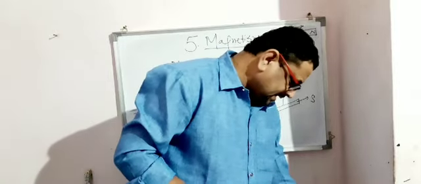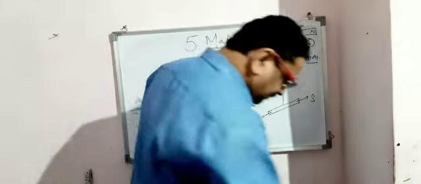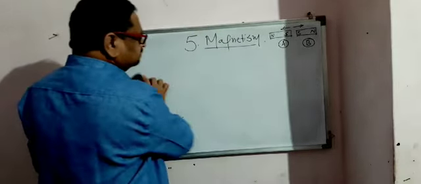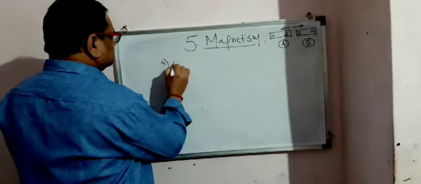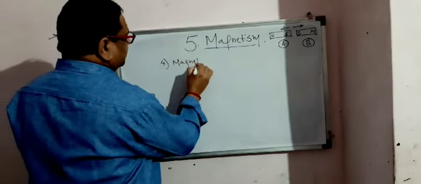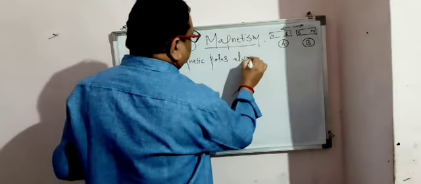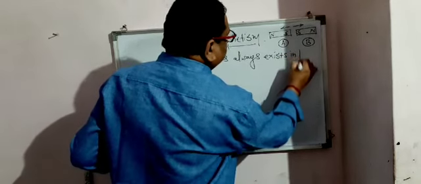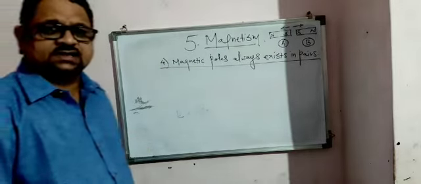The fourth property is that magnetic poles always exist in pairs. Magnetic poles always exist in pairs. What is the meaning of this? Magnetic poles always exist in pairs.